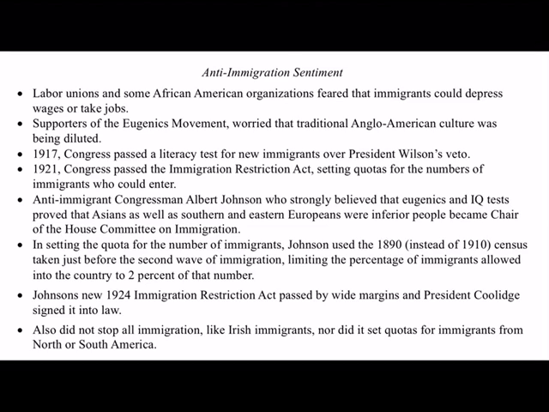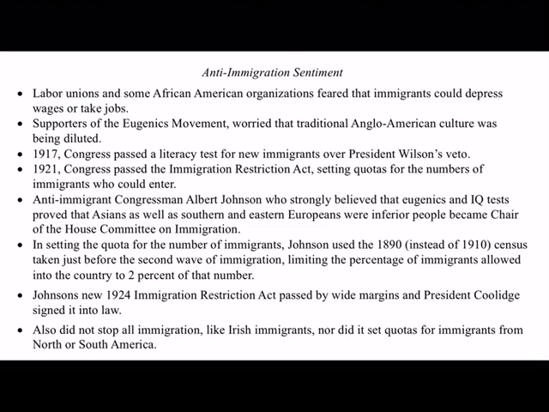Anti-immigrant Congressman Albert Johnson, who strongly believed that eugenics and IQ tests proved that Asians, as well as Southern and Eastern Europeans, were inferior people, became chair of the House Committee on Immigration. So he was going to set the congressional policy then for immigration.